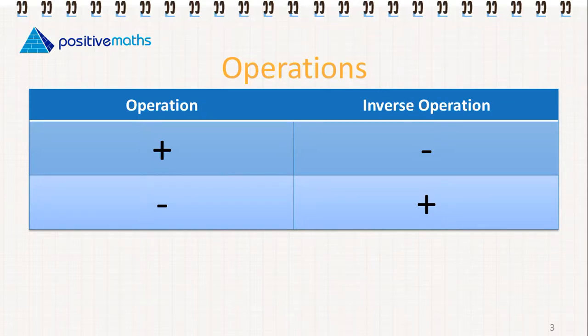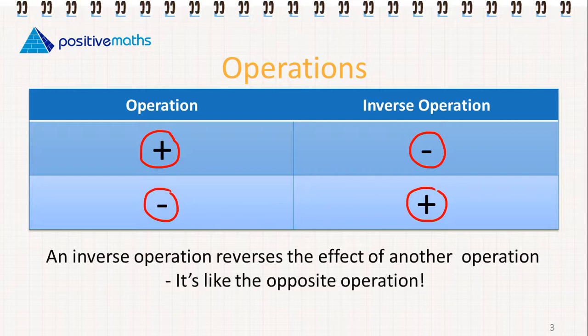Talking about our operations and inverse operations. If we have plus, the inverse operation is minus or subtraction. If we have a minus, the inverse operation is a plus or to add. An inverse operation reverses the effect of another operation. So it's kind of like the opposite. If we were going to add 2 to a number, to do the opposite, we would subtract 2.